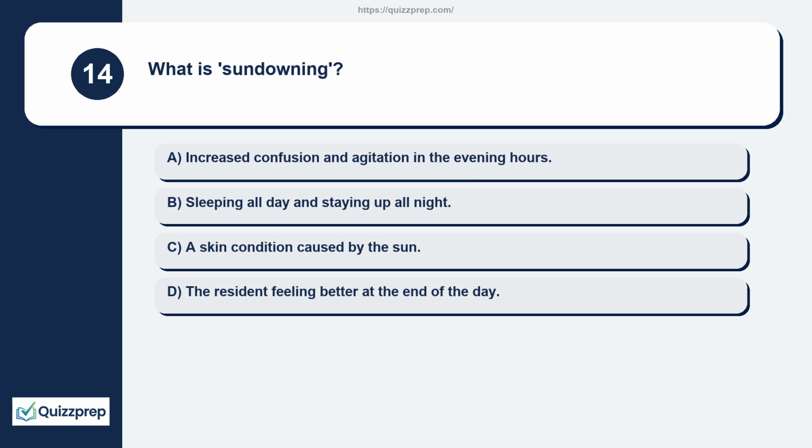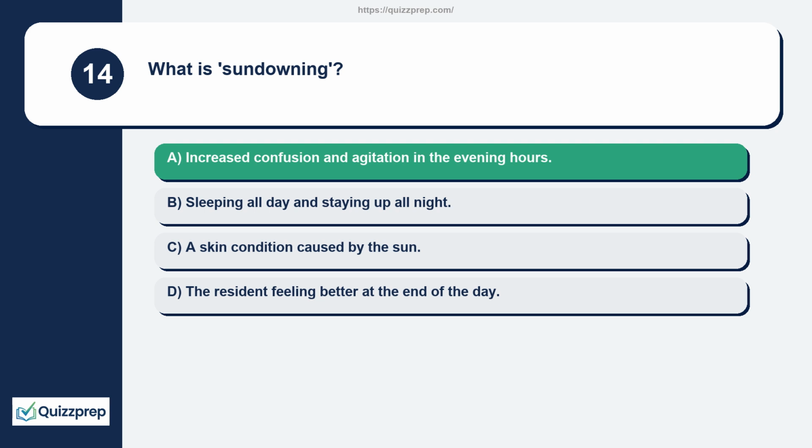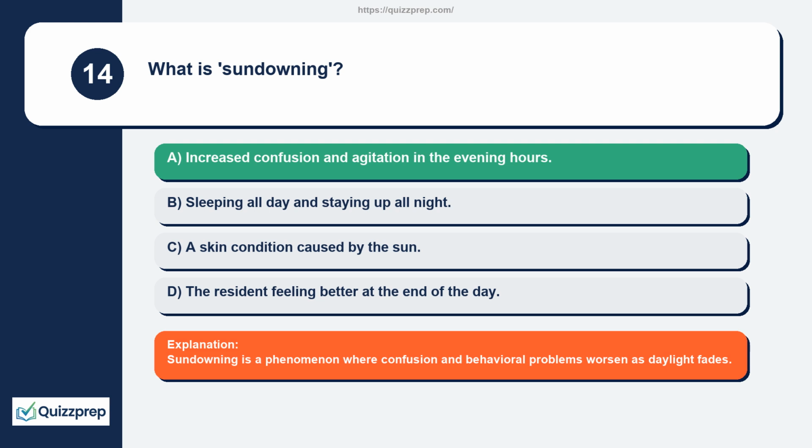Question 14. What is sundowning? Increased confusion and agitation in the evening hours. Sleeping all day and staying up all night. A skin condition caused by the sun. The resident feeling better at the end of the day. Sundowning is a phenomenon where confusion and behavioral problems worsen as daylight fades.